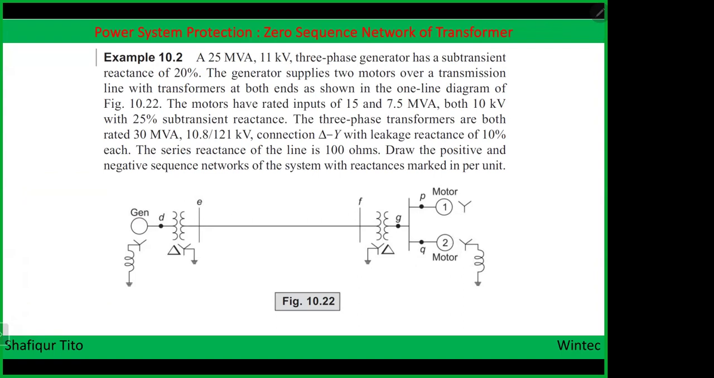In the last class, I showed how we can derive the sequential network from the single line diagram. There is a positive sequence network, a negative sequence network, and a zero sequence network, and the impedance for each of these networks is simplified with a single per unit calculation. We will follow the same technique here. So let us start.